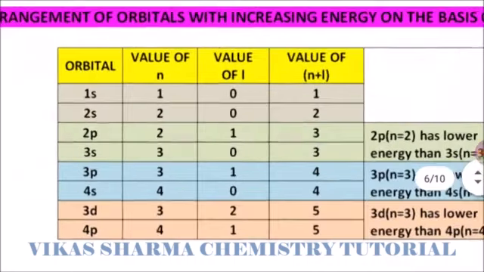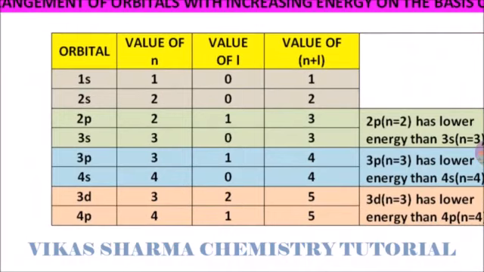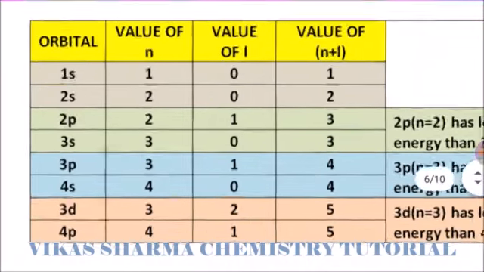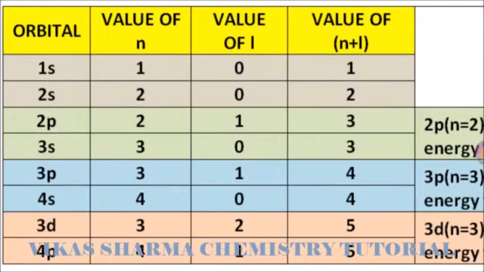Students, this is the arrangement of orbitals with increasing energy on the basis of the n plus l rule. For the 1s orbital, the value of n is 1 and the value of l is equal to 0, so n plus l is equal to 1. In 2s, 2 plus 0 is equal to 2. In 2p, 2 plus 1 is equal to 3. In 3s, 3 plus 0 is equal to 3. In 3p, 3 plus 1 is equal to 4. In the 4s orbital, 4 plus 0 is equal to 4. In the 3d orbital, 3 plus 2 is equal to 5. And in the 4p orbital, 4 plus 1 is equal to 5.